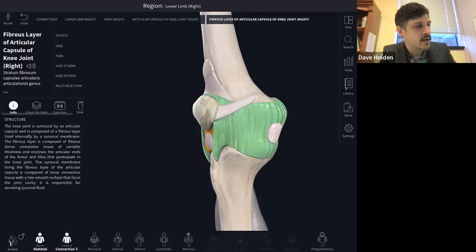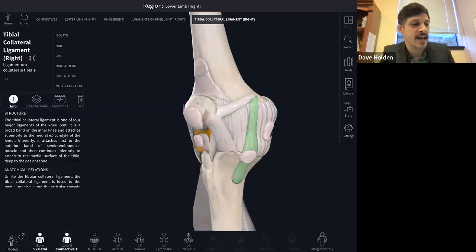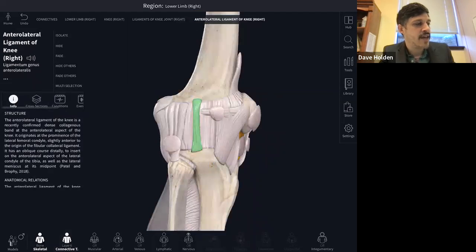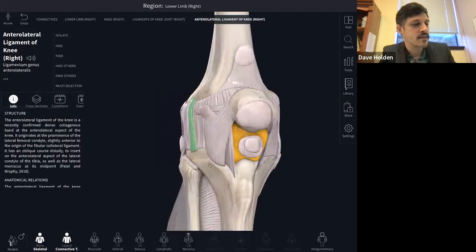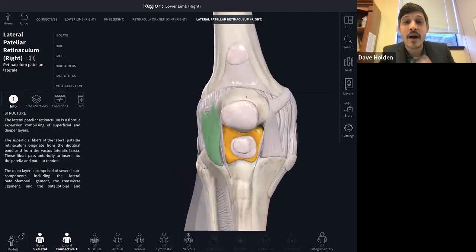All right, so here we have, nope, I thinned it too much. There we go. We have the tibial collateral ligament. The collateral ligaments are holding two specific things together. Here we have tibia and femur. On the opposite side, we have the anterolateral ligament, the lateral patellar retinaculum. My point is, lots of ligaments. We've got lots and lots of ligaments.